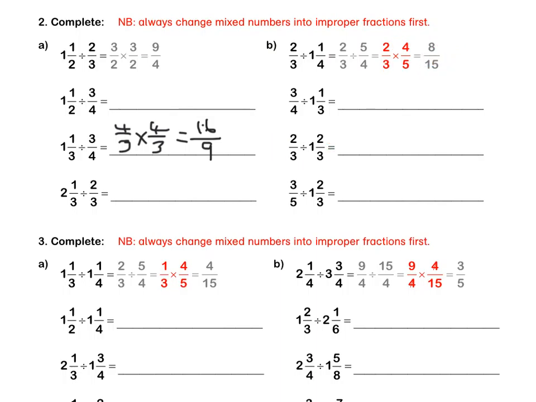Let's do this one together. We have 2/3 which we write down, and we keep the division sign for now. 1 2/3 is equal to 5/3 as an improper fraction. Our next step, we say 2/3 times by 3/5. We simplify in our question, and our final answer is 2/5. Press pause to complete question B.